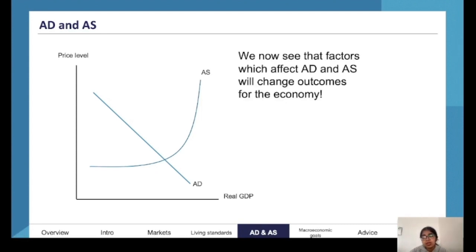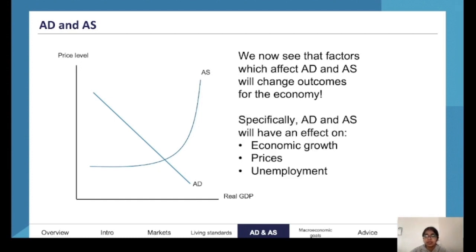Okay, so now we can see what factors affect aggregate supply and aggregate demand and how they affect the economy as a whole. So, for example, if we have changes in aggregate demand and aggregate supply, that's going to affect the growth in the economy. It's going to affect the prices of the economy. It's going to affect employment or the unemployment rate. So, because we're looking at supply and demand as a whole, we're not looking at specific industries anymore. This is going to affect the entire economy. So, economic growth, so growth in real GDP. Prices, so inflation, unemployment rates, and so on.